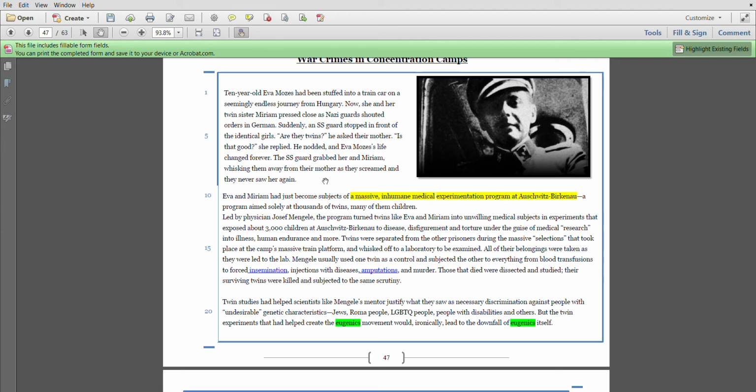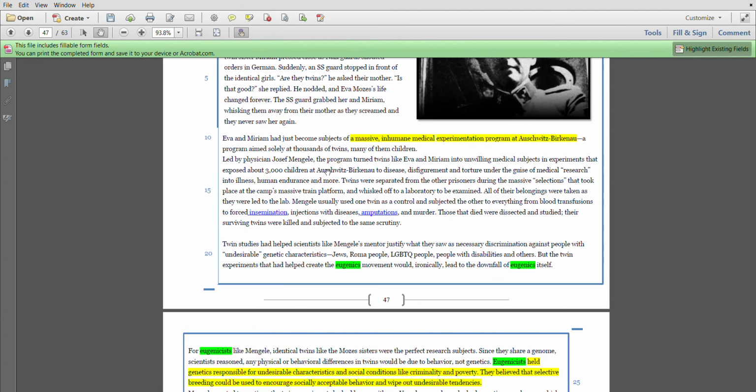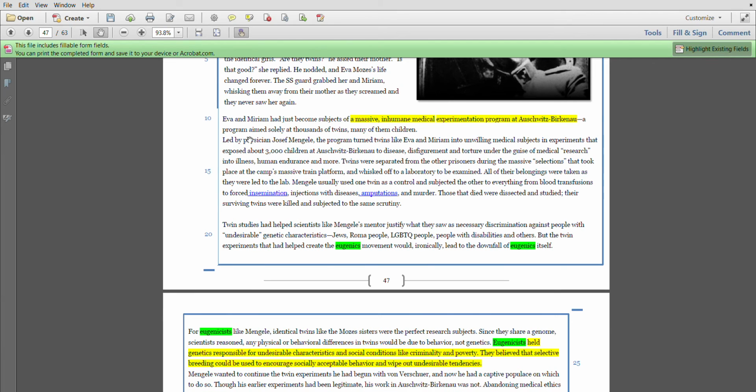The SS guard grabbed her and Miriam, whisking them away from their mother as they screamed and never saw her again. Eva and Miriam had just become subjects of a massive inhuman medical experimentation program at Auschwitz-Birkenau, a program aimed solely at thousands of twins, many of them children. Led by physician Joseph Mengele, the program turned twins like Eva and Miriam into unwilling medical subjects in experiments that exposed about 3,000 children at Auschwitz-Birkenau to disease, disfigurement, and torture under the guise of medical research into illness, human endurance, and more.